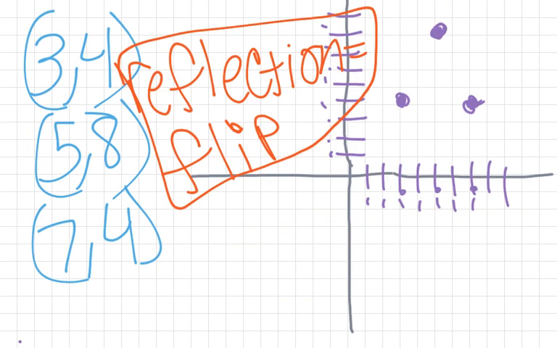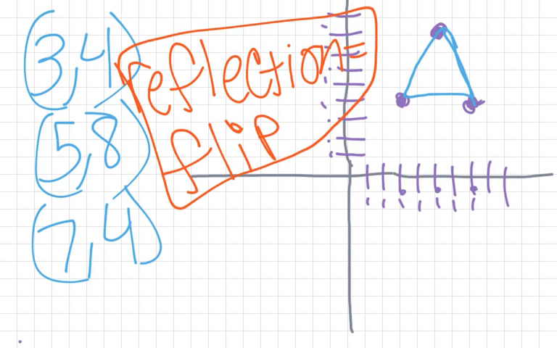Okie dokie. And our last transformation is called a reflection. So I want you to write down in your flip book, reflection equals flip. Now, I've already drawn my points on here. Now, all I have to do is connect them. Okay? Now, oops, that is one messed up triangle. Okay, work with me, people.